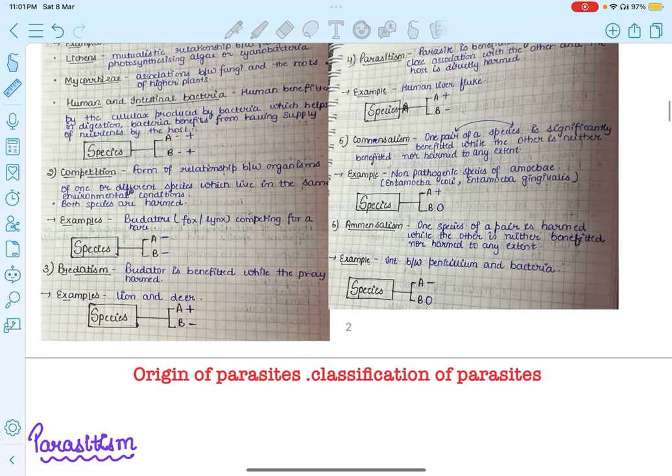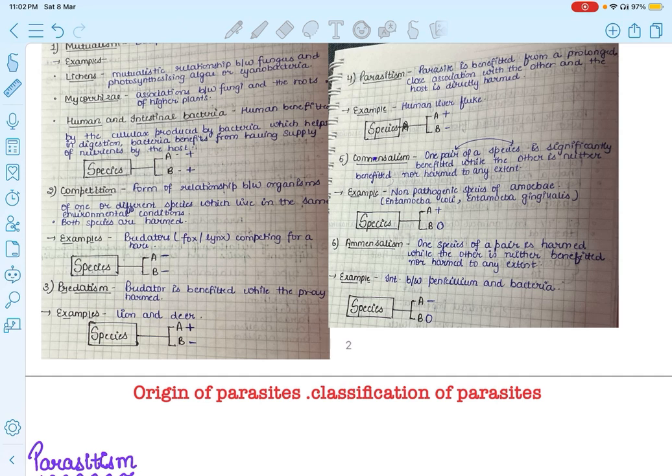Then we have the last one, that is amensalism. In amensalism, one species of a pair is harmed while the other is neither benefited nor harmed to any extent. That is the reverse of commensalism, in a different way, where one species is harmed, but the other one is not getting harmed and not getting benefited, like between penicillium and bacteria. Like in commensalism, one was significantly benefited while the other was neither benefited nor harmed. But in amensalism, one species is getting harmed while the other is not getting anything, right?